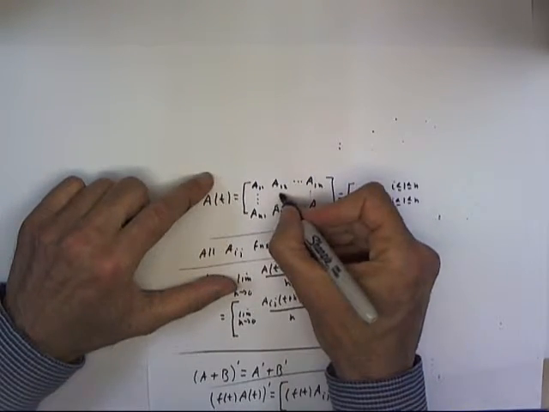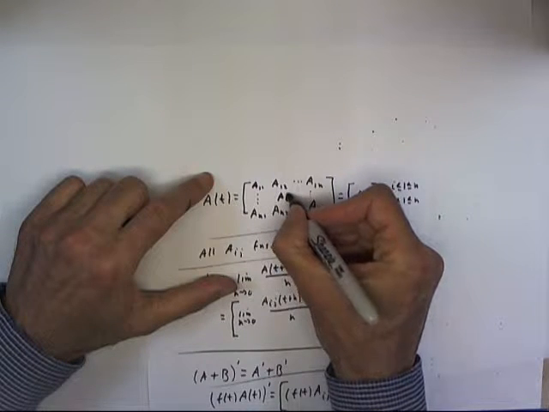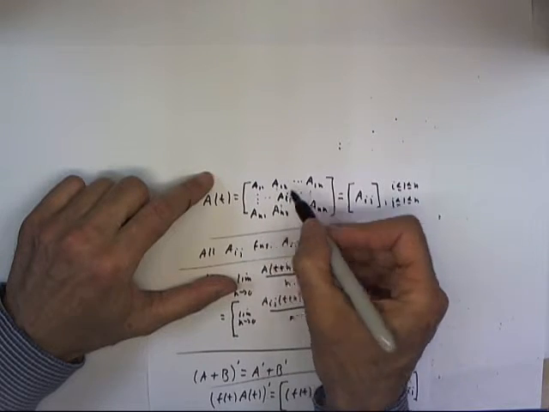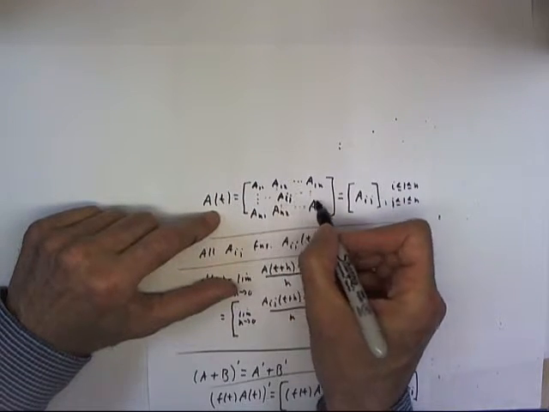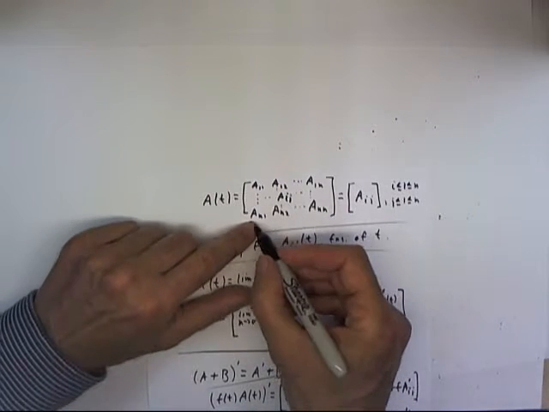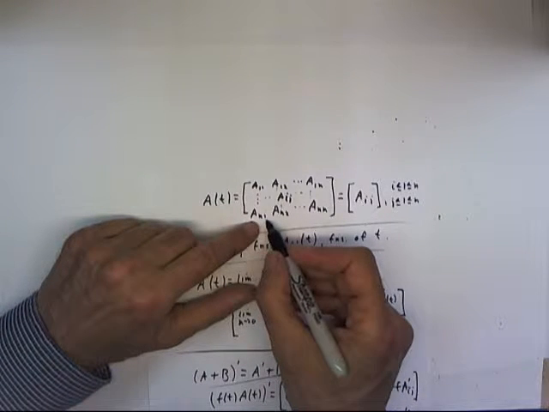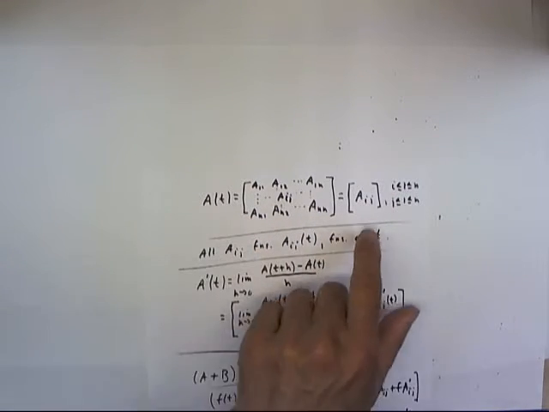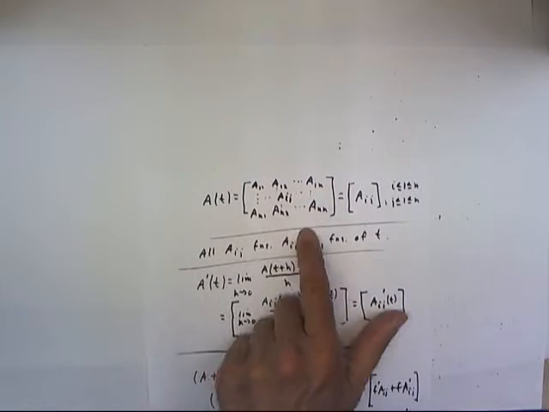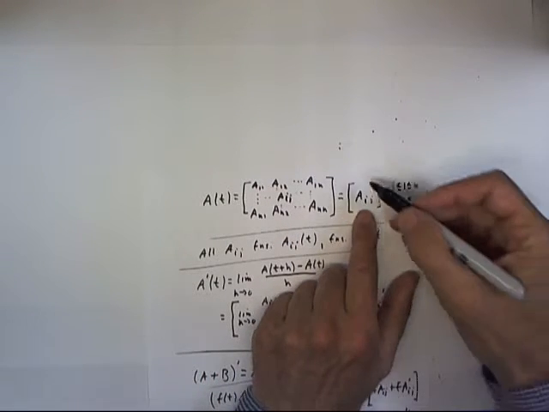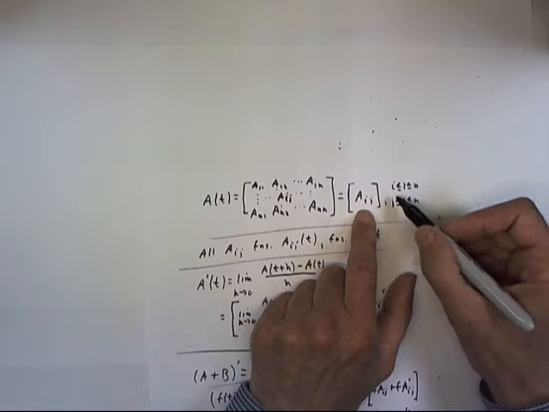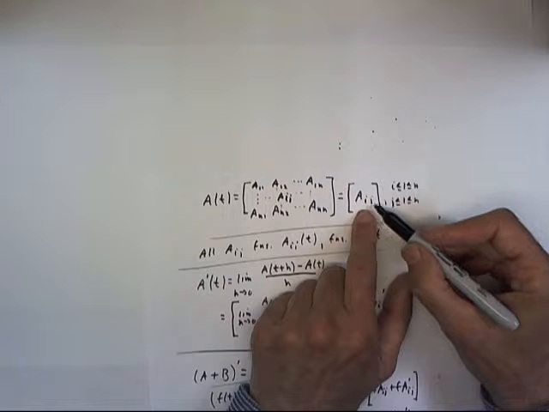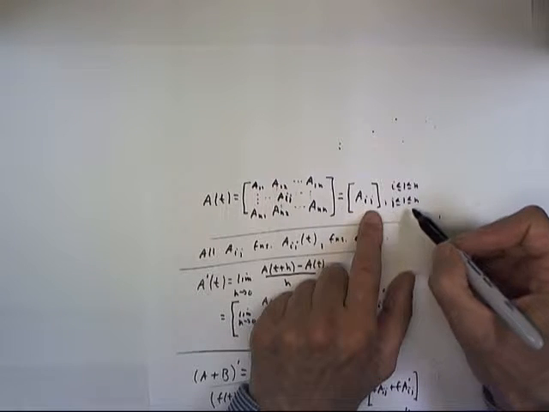And our typical element is Aij, where i stands for the row and j for the column. Our last row will be the nth row, so we have nth row first column, nth row second column, nth row nth column. We abbreviate this whole notation by just putting brackets around A sub ij and specifying, and usually it's implicit within the context, that i runs from 1 to n and j runs from 1 to n.